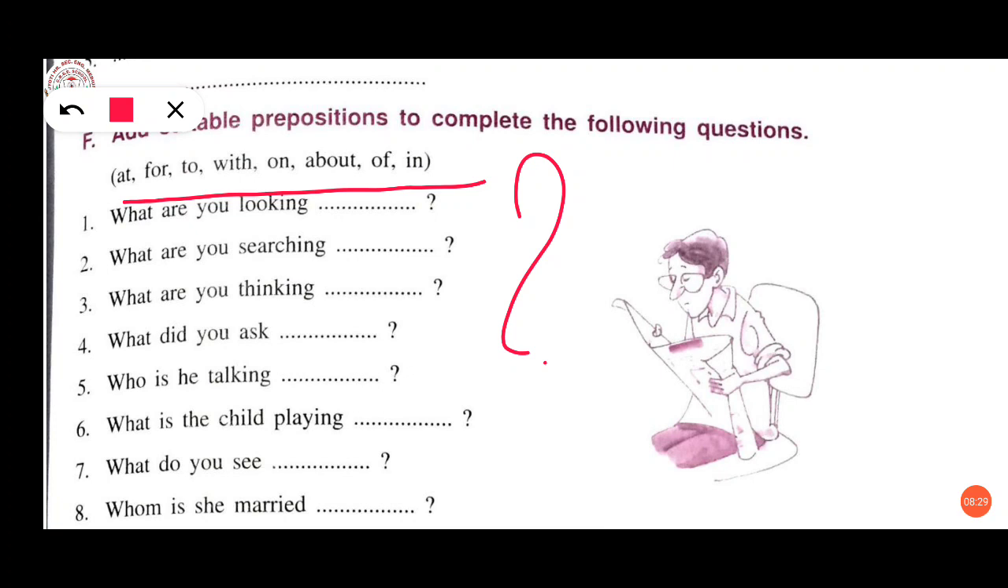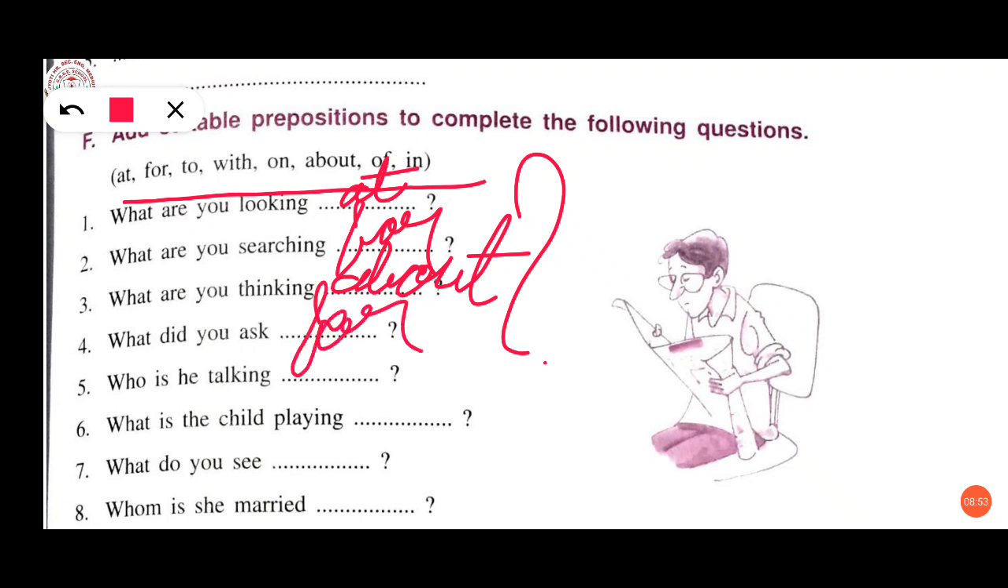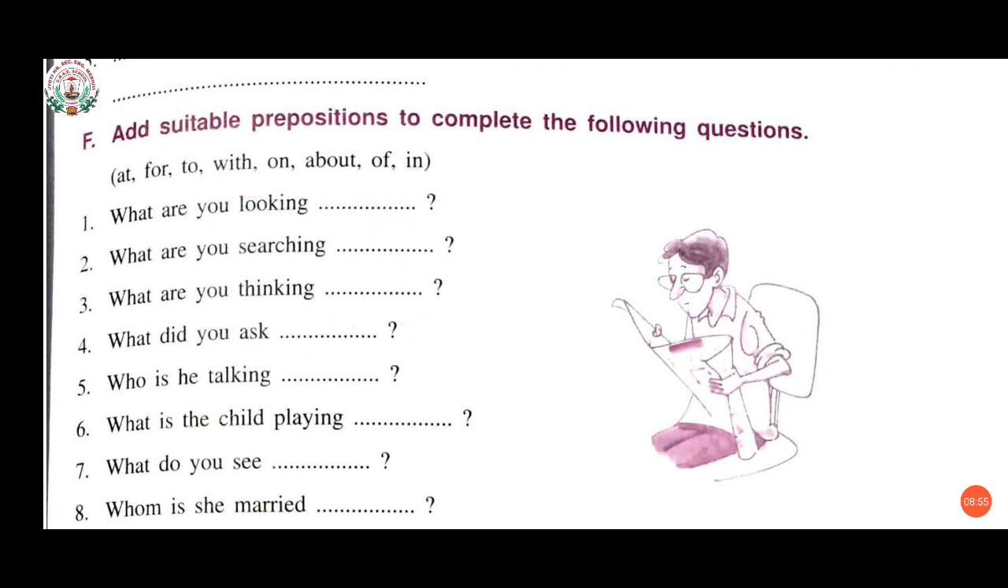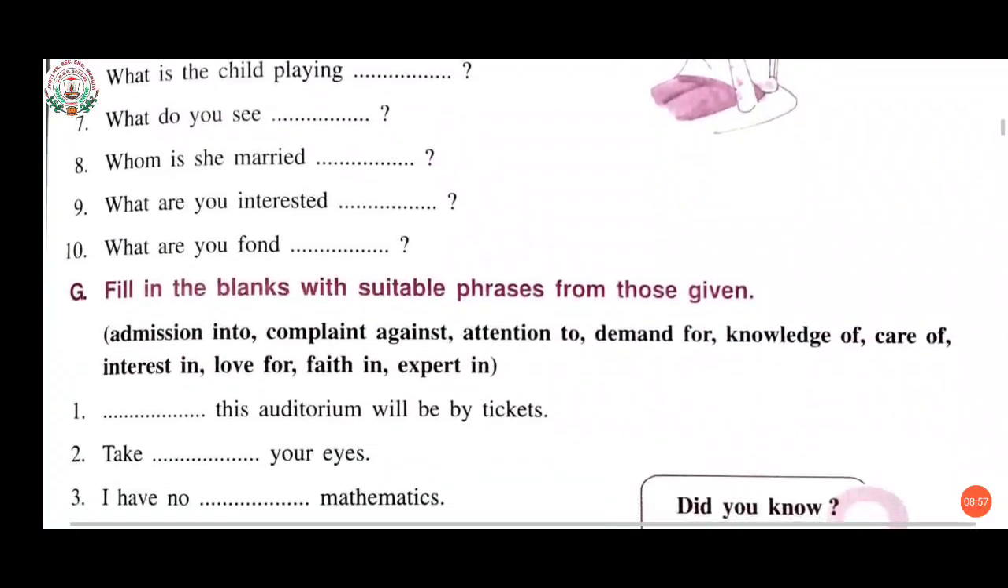So first one, what are you looking at? Second is, what are you searching for? Third is, what are you thinking about? Fourth, what did you ask for? Like this we have to fill the prepositions.